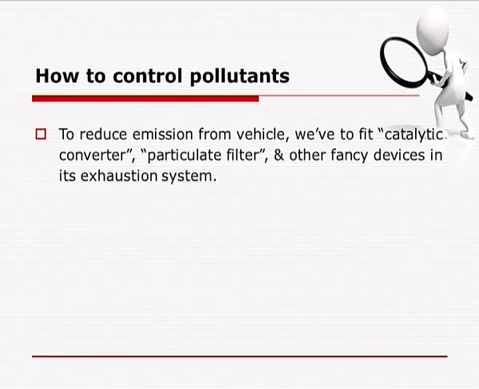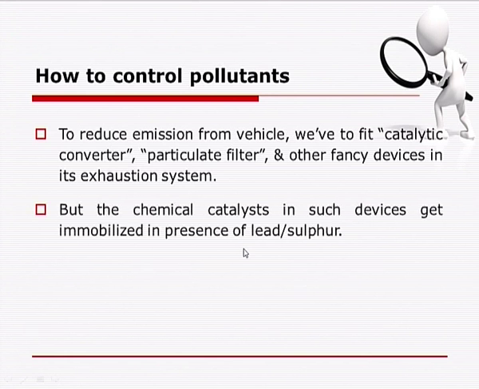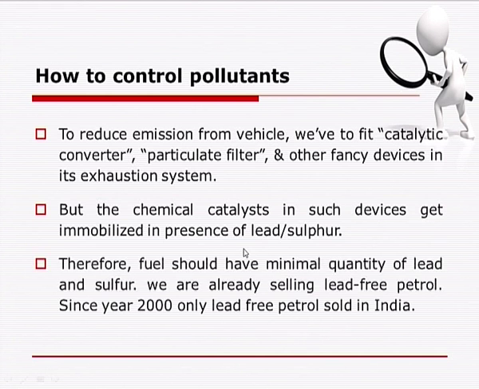So, let us check how to control pollutants. How can we control? To reduce the emission from vehicles, we can fit a catalytic converter. This is a particulate filter, we can filter the particulates because they are disturbing the environment, but the chemical catalyst in such devices gets immobilized in the presence of lead and sulfur, because there is presence of sulfur and lead in petrol and diesel. So, therefore, fuel should have minimal quantity of lead and sulfur. We are already selling lead free petrol. Since the year 2000, only lead free petrol is sold in India.